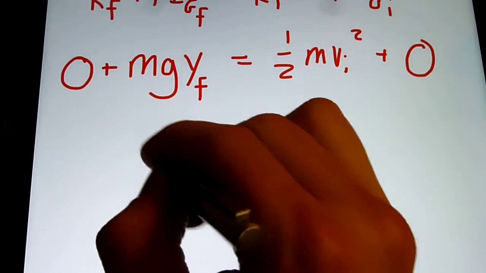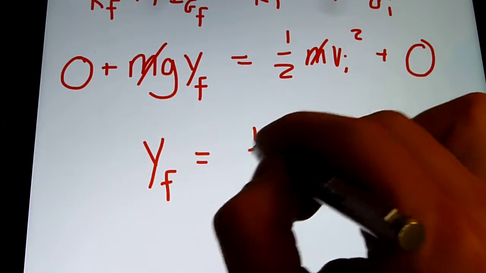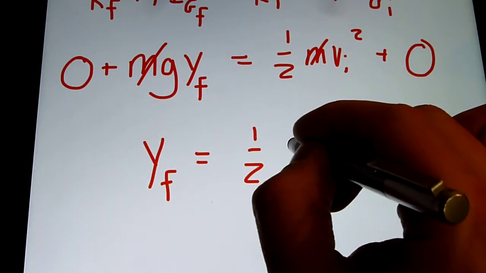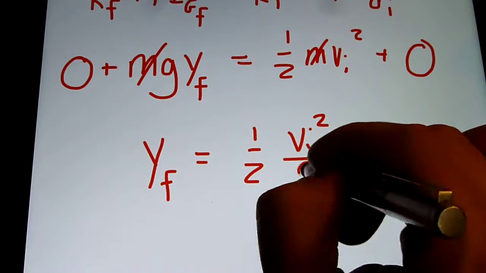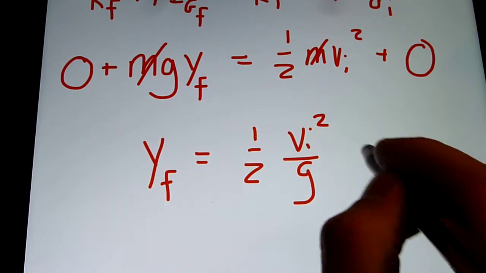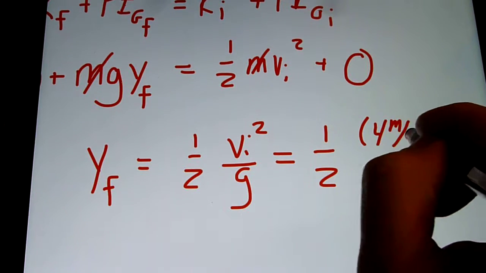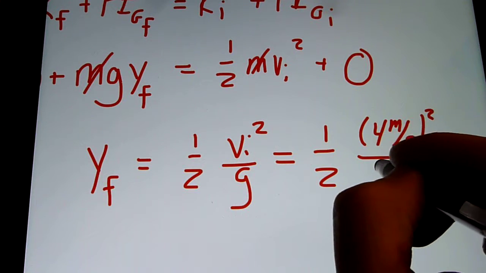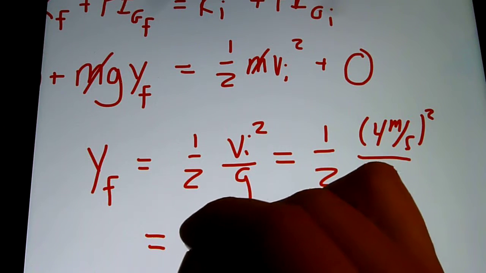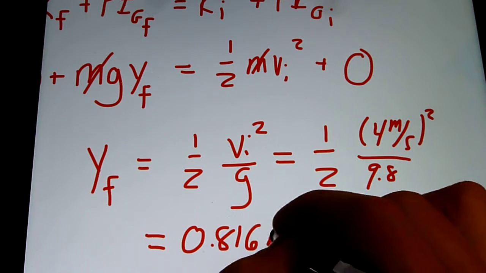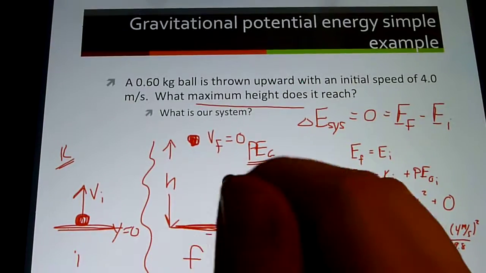So this allows me to solve for y final. See, my masses cancel. So I get y final is equal to 1/2 times v initial squared over g. And that allows me to put in the values that I was given, because I was told that initial velocity is 4 meters per second, and g is 9.8 meters per second squared, and that gives me a y final of 0.816 meters.